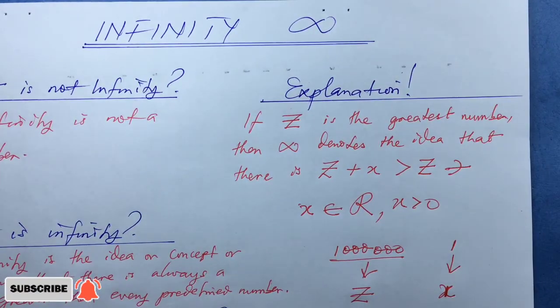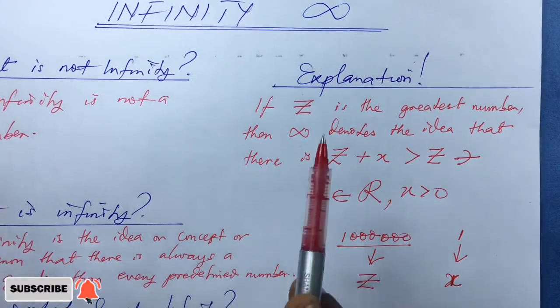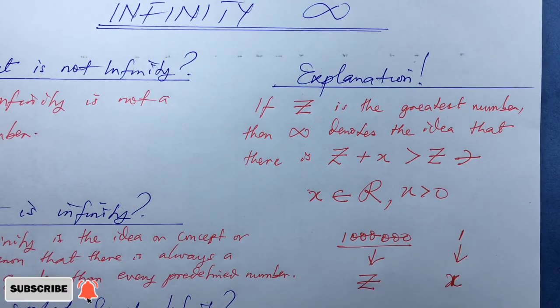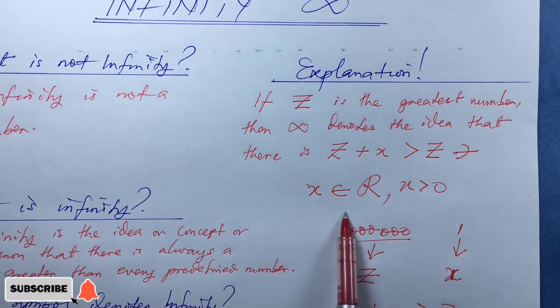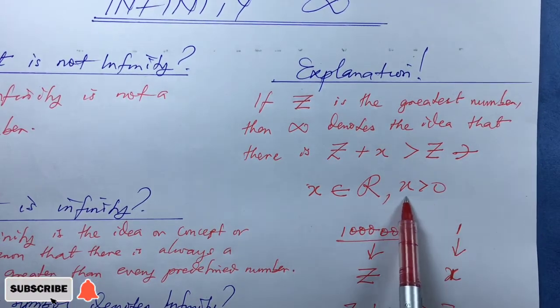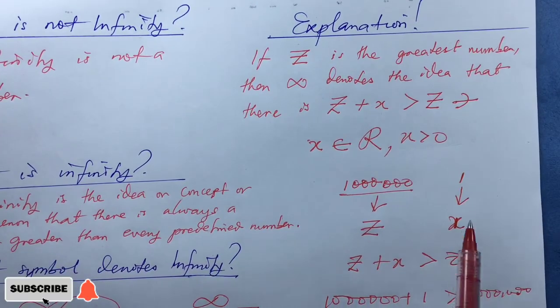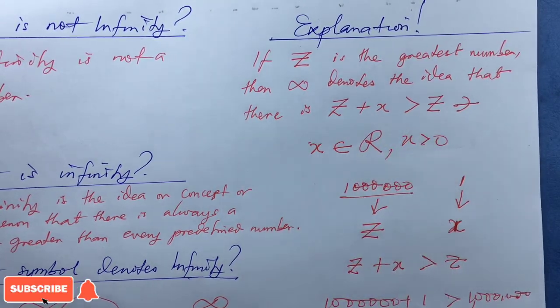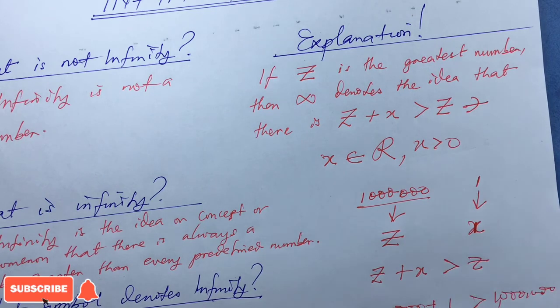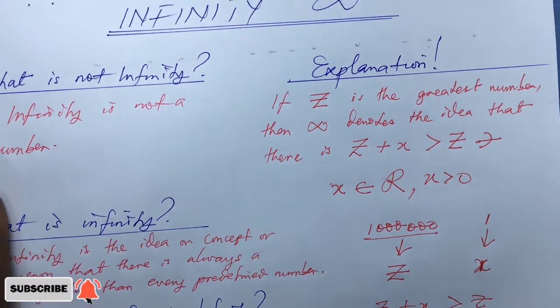Now, as a simple explanation, if you think z to be the greatest number you know, or the greatest number that exists, provided you can select an x from the real number system with x being positive, then x would add to z to ensure that z plus x is greater than z, meaning that the number you thought was the greatest is actually not the greatest. There is always a number greater than the greatest number you think, and that explains the idea of infinity.